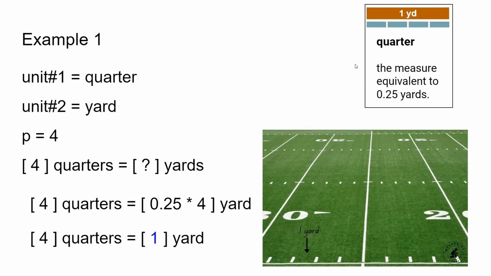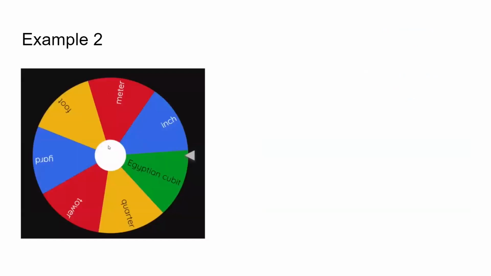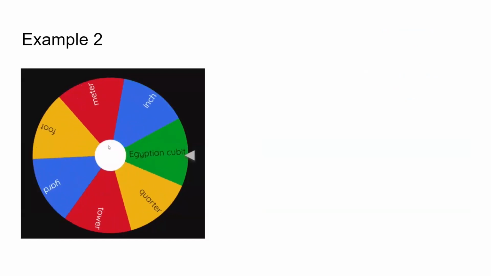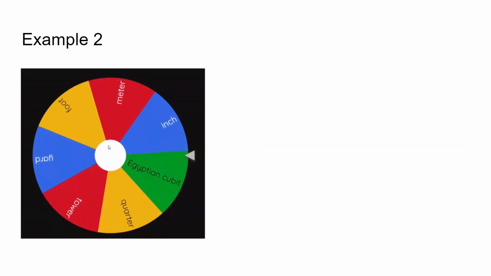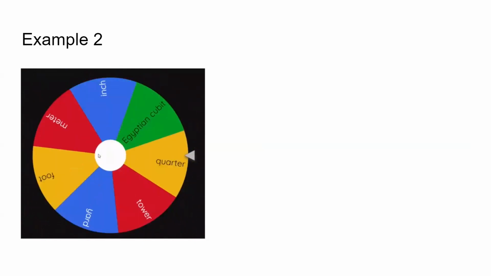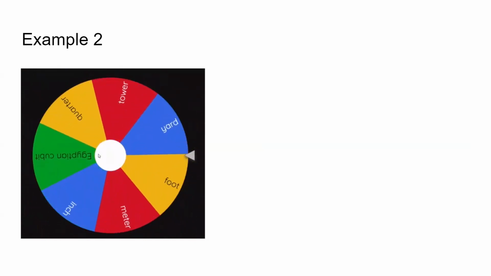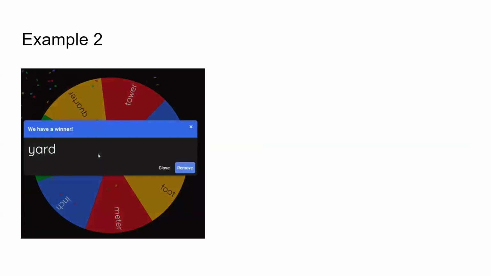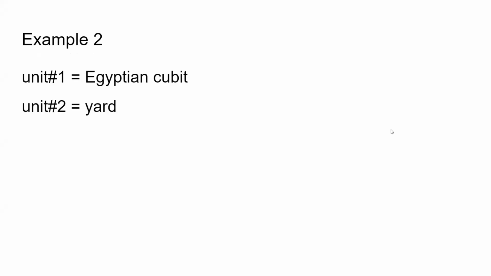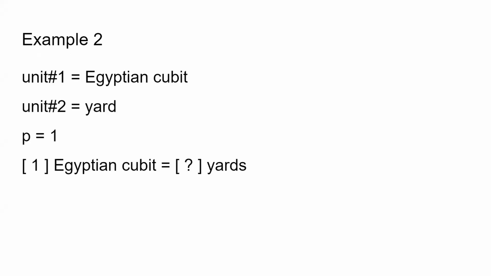Let's try something a little bit more tricky. Example 2. Let's go ahead and spin again. So I spin and I get the first unit as the Egyptian cubit. I spin and I'll get the second unit as, close, but we got a yard again. And then I'll roll the die like I did last time, and we get 1. So Unit 1 is Egyptian cubit, Unit 2 is yard. We rolled P as 1, which makes our equation 1 Egyptian cubit equals how many yards?